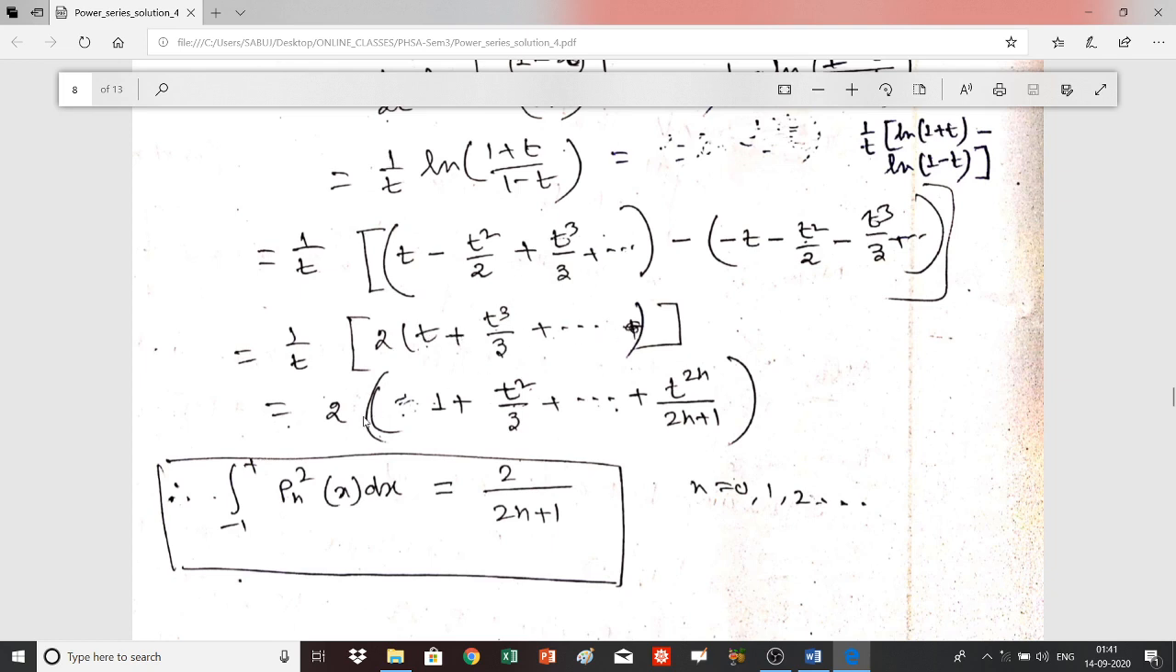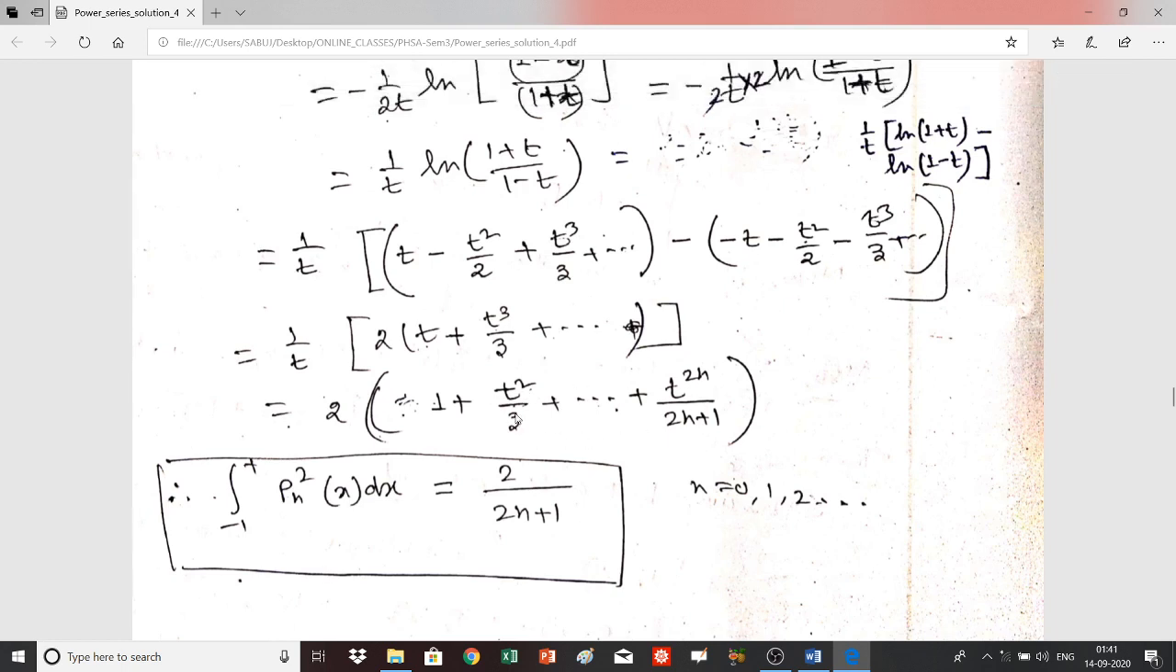That is equal to, now if you take t as common from all other terms, this common t and this t will cancel, so finally we will get 2 into 1 plus t squared by 3 plus all other terms. And the final term will be, since it is written as t squared, t to the 2n for the nth term, and here 3 is where it is equal to 2n plus 1, so there will be 2n plus 1. So I hope that you understand 1 plus t squared by 3 plus all other terms.